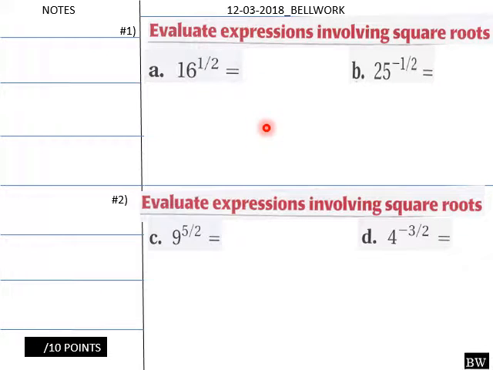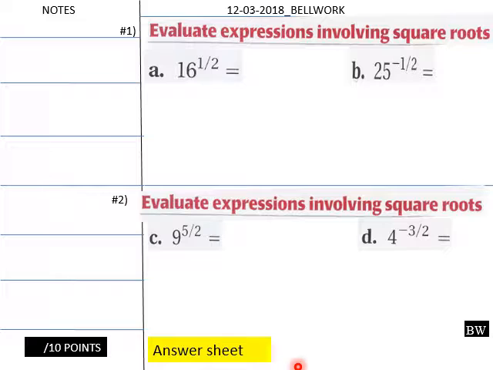And here's your bell work, teachers, for today's lesson. Give your students 5 minutes to complete these.